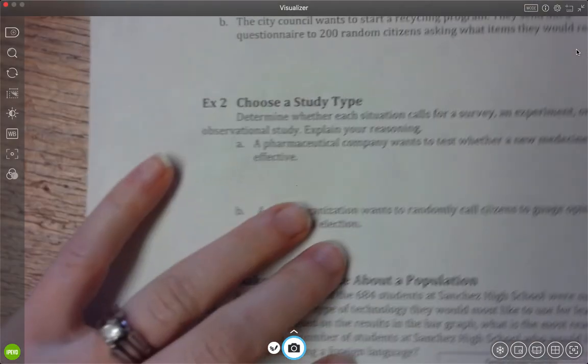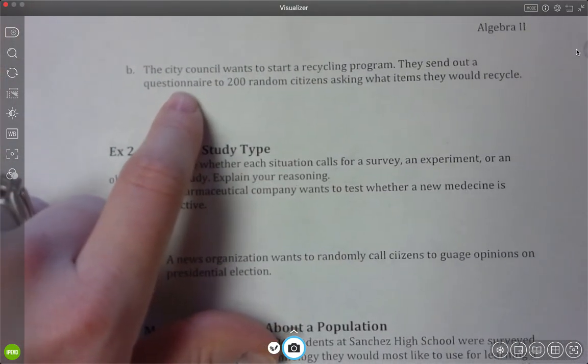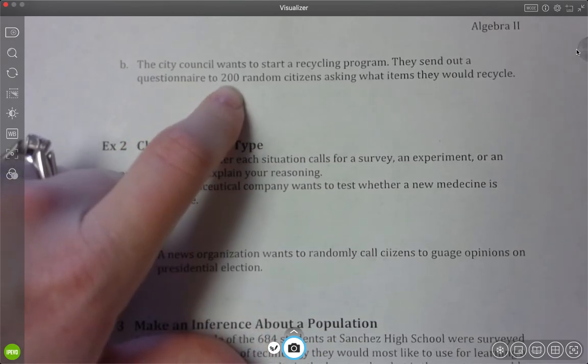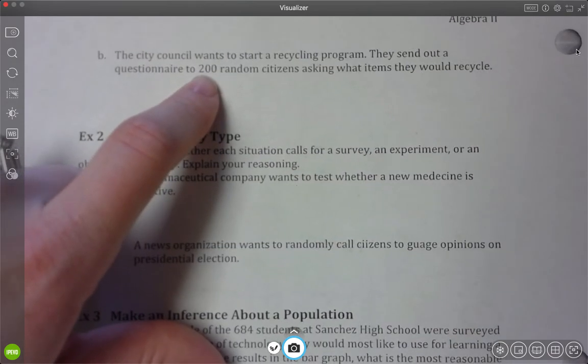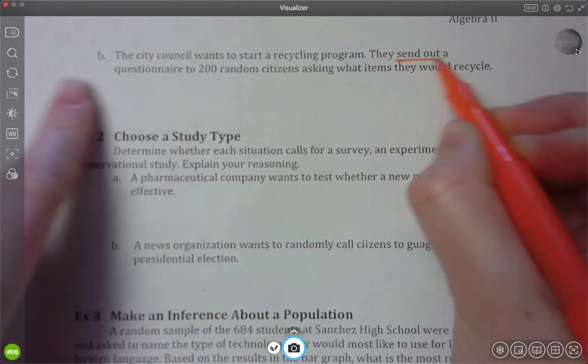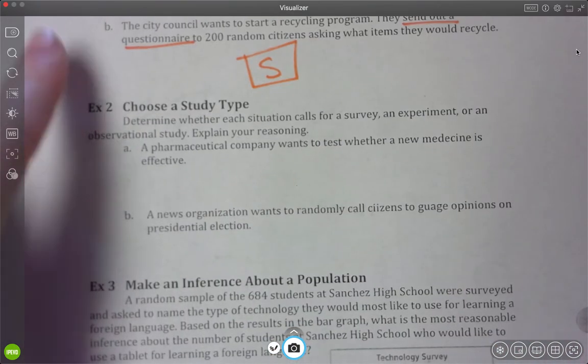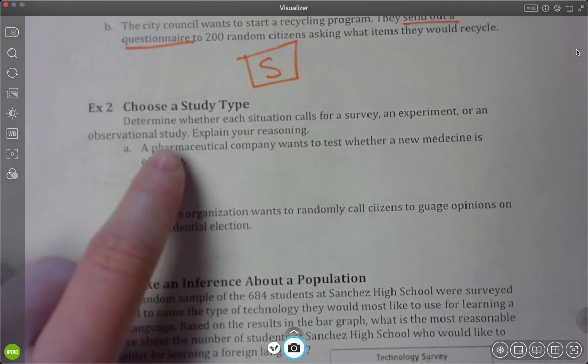Next example, they say the city council wants to start a recycling program. They send out a questionnaire to 200 randomly selected citizens asking what items they would recycle. They're sending out a questionnaire, which means they're sending out a survey. So this is going to be a survey example. Same thing with the next one.